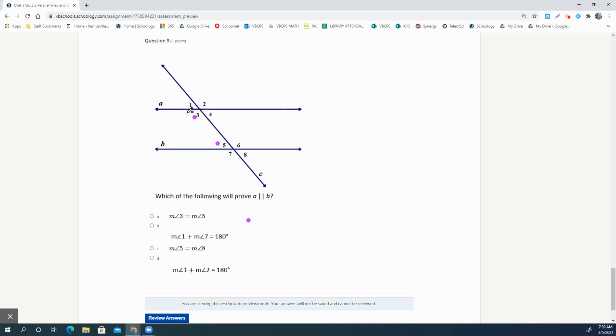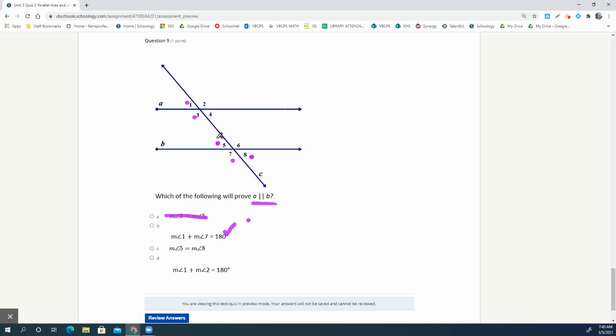Absolutely. So 3 is obtuse and 5 is acute. They can't equal each other. This isn't even a true statement, so it's not going to prove anything, right? So then 1 and 7 equal 180. Is that true? Yeah, that one looks pretty good. I like that one. And then 5 equals 8. Does 5 equal 8? They do. Will they prove A and B parallel?